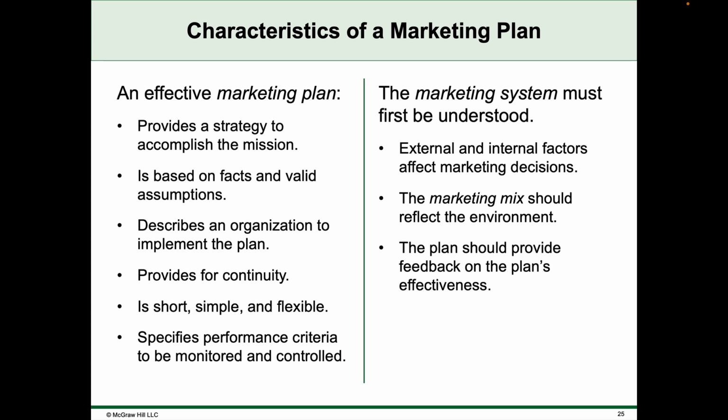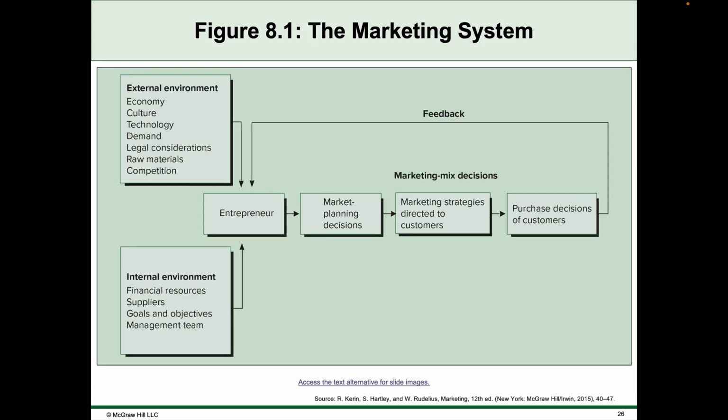So it cannot be just what are you going to do to advertise at launch, right? It needs to be an actual plan that is at least a year. It needs to be short, but it also needs to be flexible. It needs to specify performance criteria that you can monitor. This figure shows us an overview of the marketing system.